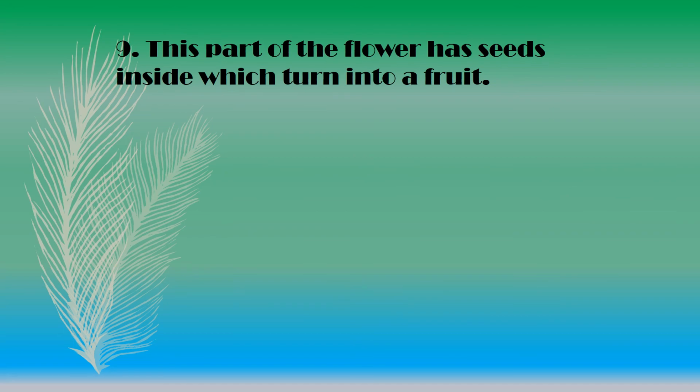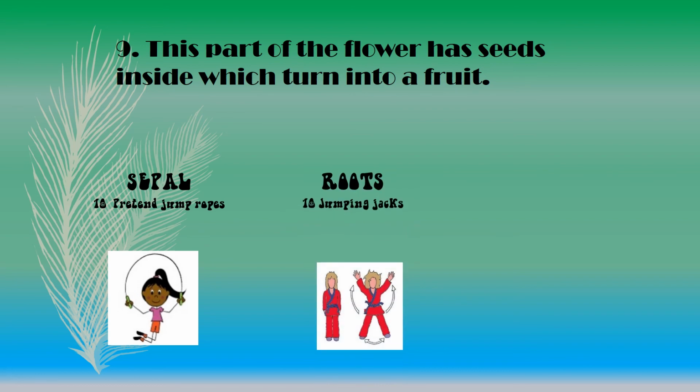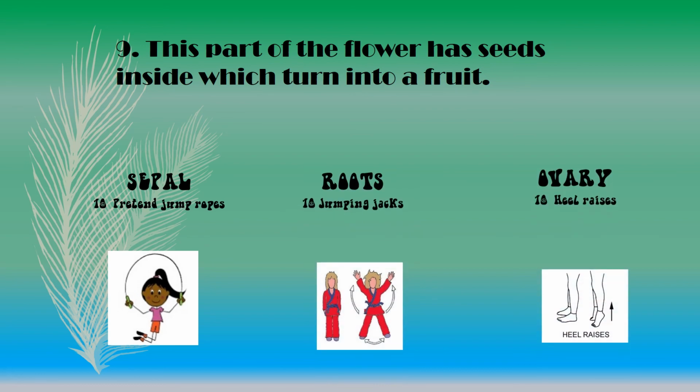This is our last one, number 9. This part of the flower has seeds inside which turn into a fruit. If you think that's the sepal, do 10 pretend jump ropes. If you think it's roots, do 10 jumping jacks. If you think it's the ovaries, do 10 heel raises. Pause the video for exercise and hit play when you're ready. The ovary has the seeds which turn into a fruit. You should have done 10 heel raises.